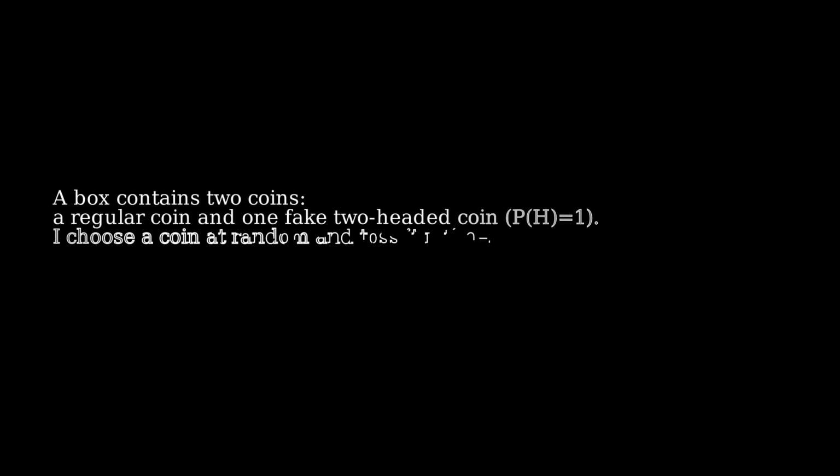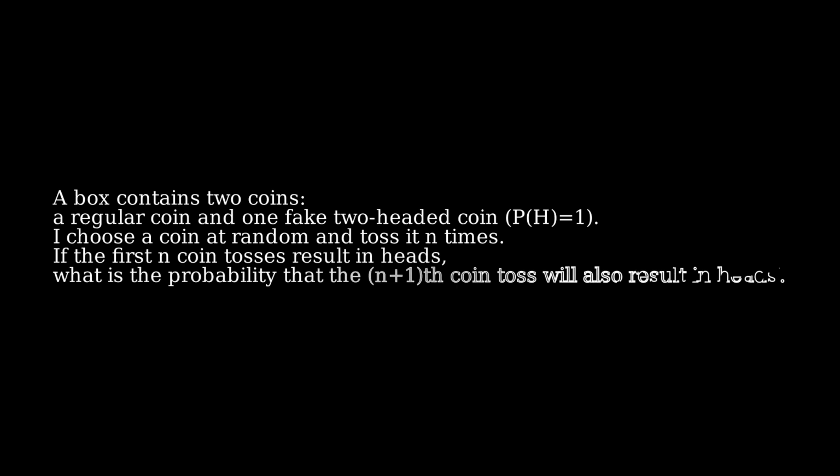Our question states the following. A box contains 2 coins: a regular coin and 1 fake 2-headed coin. I choose a coin at random and toss it n times. If the first n coin tosses result in heads, what is the probability that the n+1 coin toss will also result in heads? Now, let's see what our question asks for.